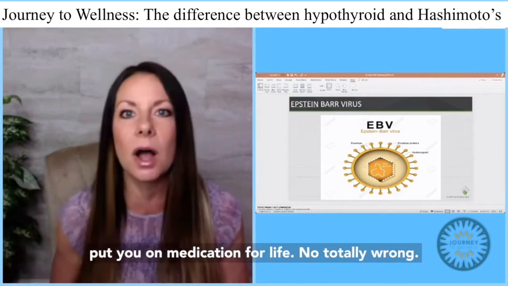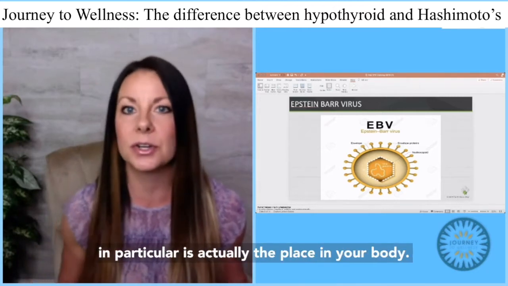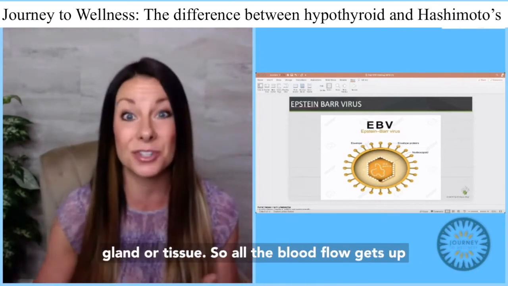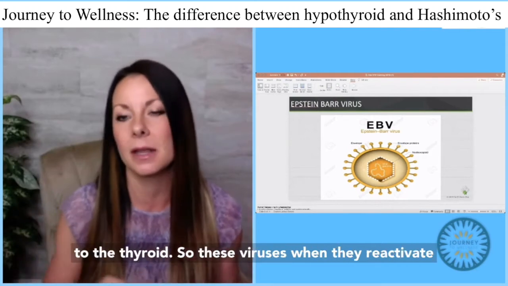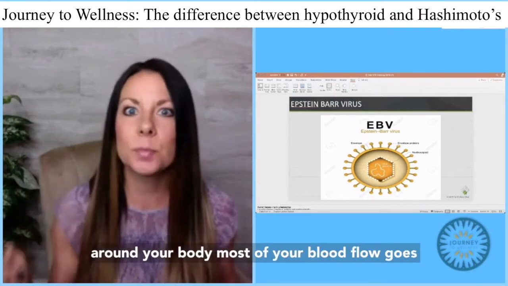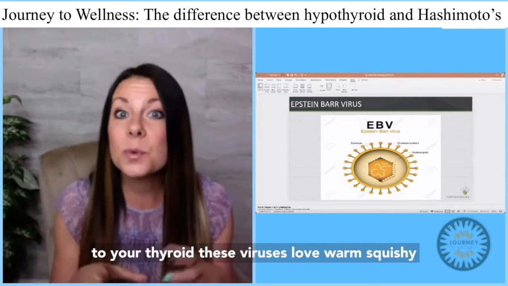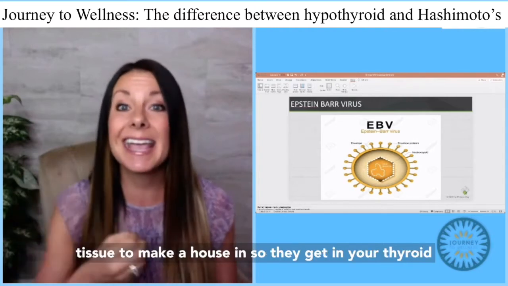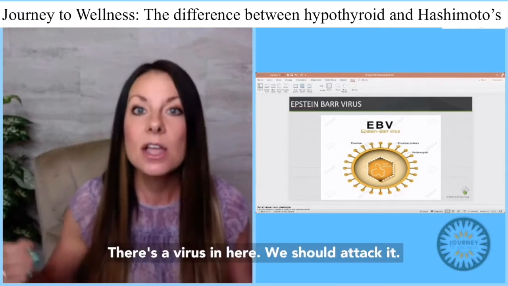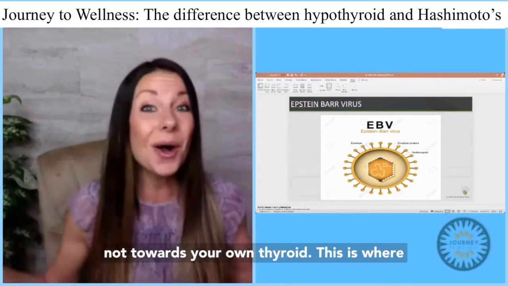No, totally wrong. Your body is fighting something. So thyroid in particular is actually the place in your body that has more blood flow than any other gland or tissue. So all the blood flow gets up to the thyroid. So these viruses, when they reactivate, they get in your bloodstream. They circulate around your body. Most of your blood flow goes to your thyroid. These viruses love warm, squishy tissue to make a house in. So they get in your thyroid, and then your immune system says, oh my gosh, there's a virus in here, we should attack it. So it starts making antibodies towards Epstein-Barr, not towards your own thyroid.